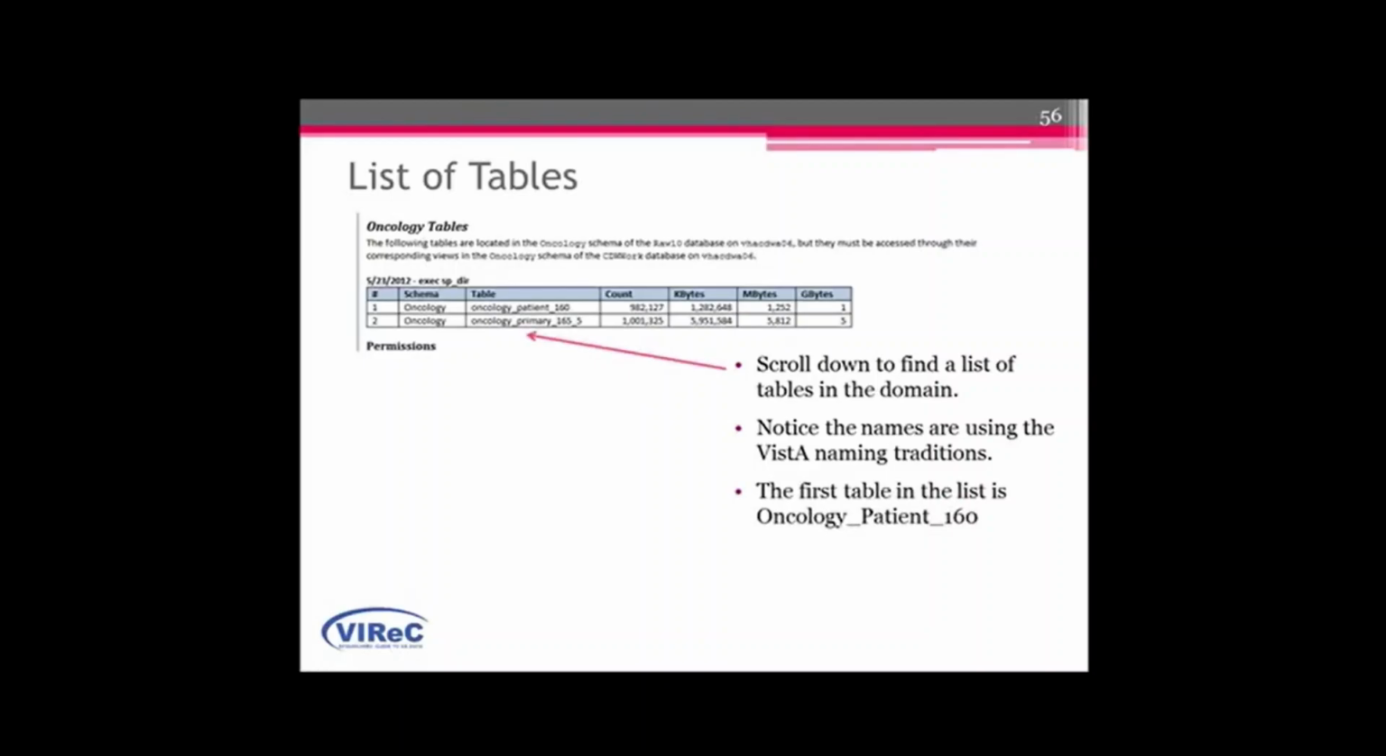What this naming convention is telling me is that in VISTA I will find a table called oncology patient, and its file number will be 160. So I can use this information to go back into the data architecture repository and get all of the metadata for the fields inside these tables.